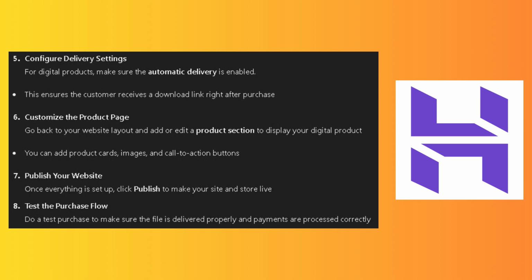Customize the product page. Go back to your website layout, add the Edit Product section to display your digital product. You can add images or a call to action button.